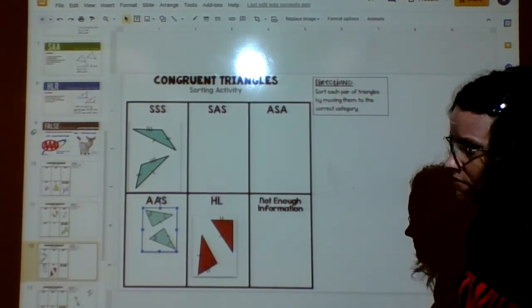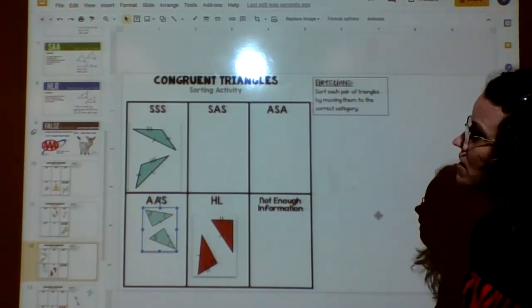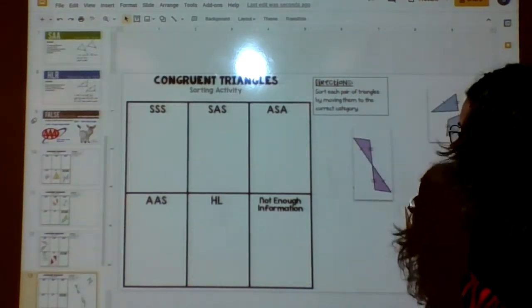So come back, mouse. Where are you? Where'd you go? There you are.